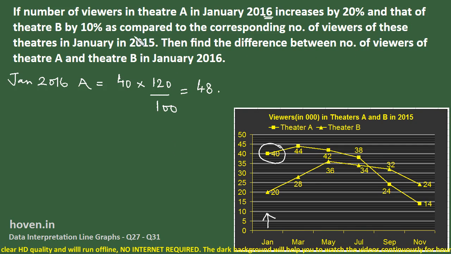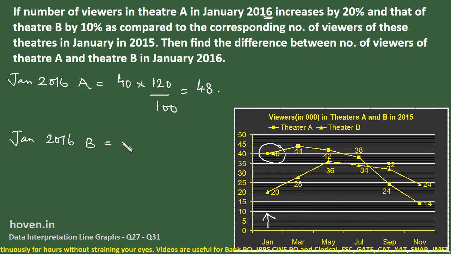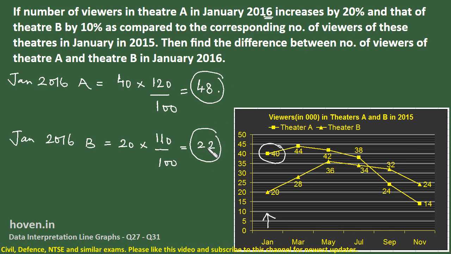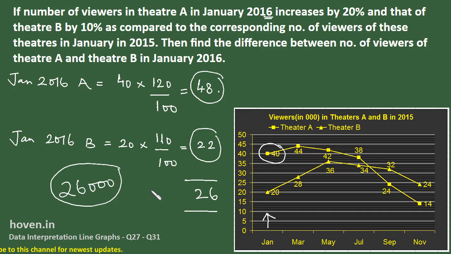Next he says, and that of theater B by 10% as compared to the corresponding number of viewers of these theaters in January 2015. So in B the increase was 10% for the same month. January 2016 B, the figure was, so it was 20 in 2015. Then there is a 10% increase, so actual value will be 110 by 100. You can see that it is going to be 22. Now what is saying? Then the difference between the number of viewers of A and B in January 2016. So we have to subtract that, find the difference between these two. And this you can see will come to 8 minus 2, 6. 4 minus 2, 2 and multiply by 1000, your answer will be 26,000, which is the required answer.